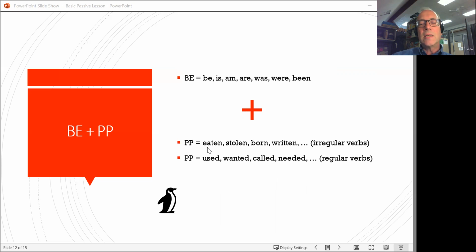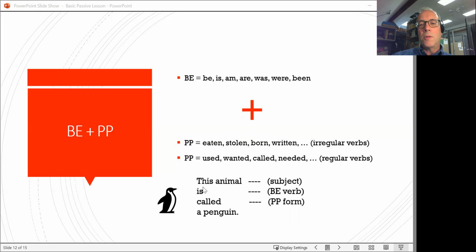So a verb like eat, ate, eaten, stole, stolen, worn, written. These are all PPs. It can be the irregular verb, can be the PP, or it can be a regular verb that ends with ed, like use, used, used, want, wanted, wanted, and so on. So you need both. You need the be verb and you need a past participle. Here's an example. This animal, here's the subject, here's the be verb, is, here's the PP, called a penguin. This animal is called a penguin.